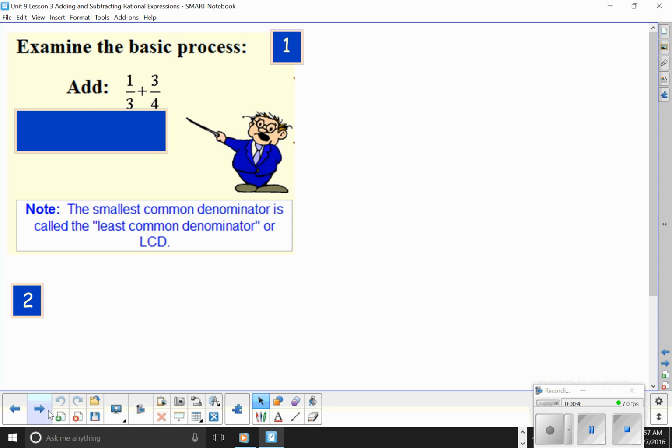Now, let's look at the process. We're going to start with something very basic. 1/3 plus 3/4. The smallest common denominator is called the LCD, or least common denominator. In order to do this, I cannot reduce or cancel those 3's. Don't do that. This is not multiplication.